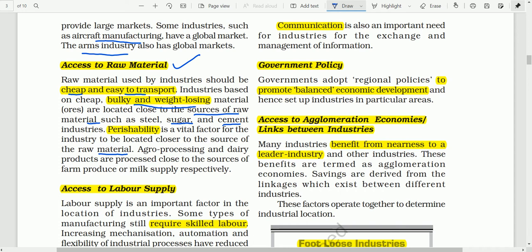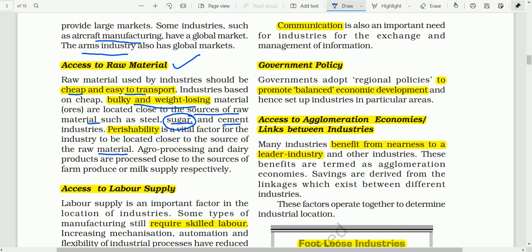So if the raw material is perishable, the industry should be located nearby the source of the raw material. For example, sugar mills. If we transport sugarcane for long distances, then the sucrose content of the sugarcane will be reduced. The juice will be dried up, and hence sugar mills are located nearby the source of the raw material, that is nearby the sugarcane field. Okay, that is why perishability is a vital factor for the location of certain industries.